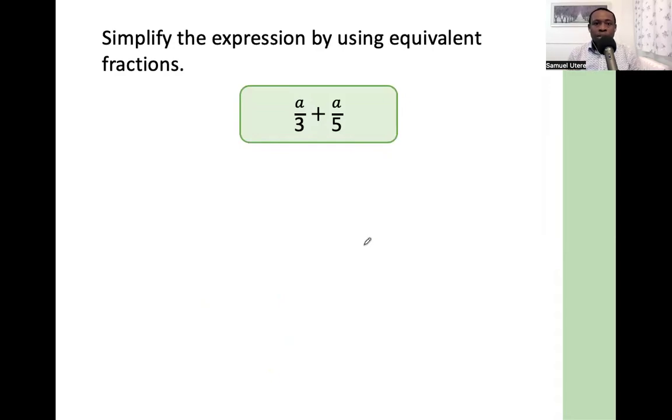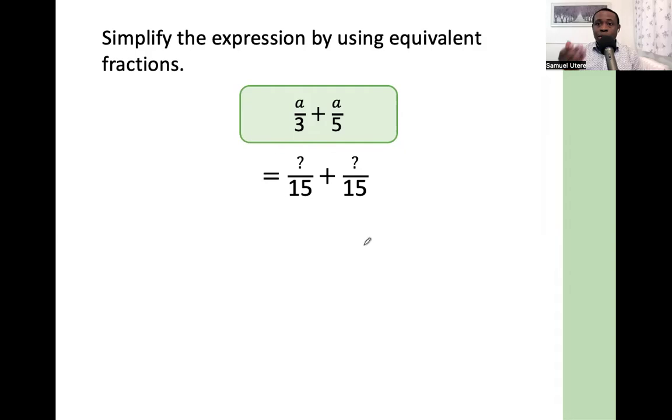Now, here is this problem. If we have different denominators, what did we do? Of course, we made them equivalent fractions. We looked for the lowest common multiple, made them equivalent fractions, and simply added or subtracted the numerators. It's exactly the same thing we'll do here.